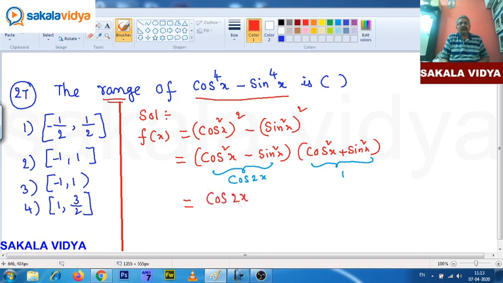The cos 2x is just like cos only. What is the range of cos? It lies between minus 1 and 1. So, the second option. That means f minimum is equal to minus 1, f maximum is equal to 1. That is all.